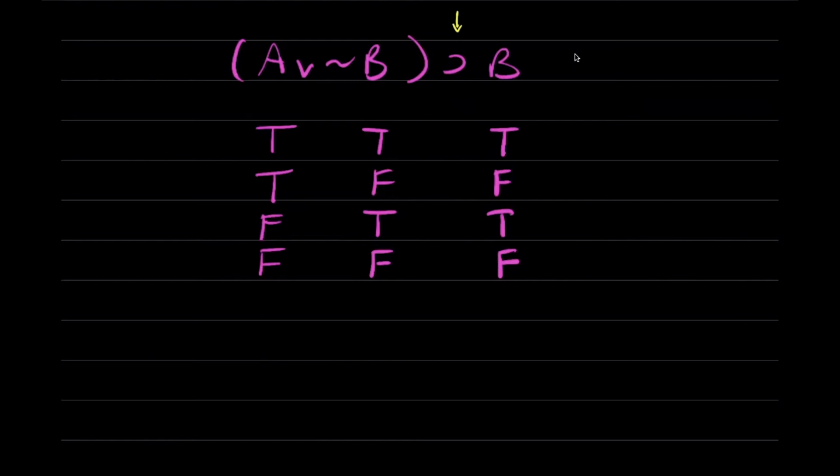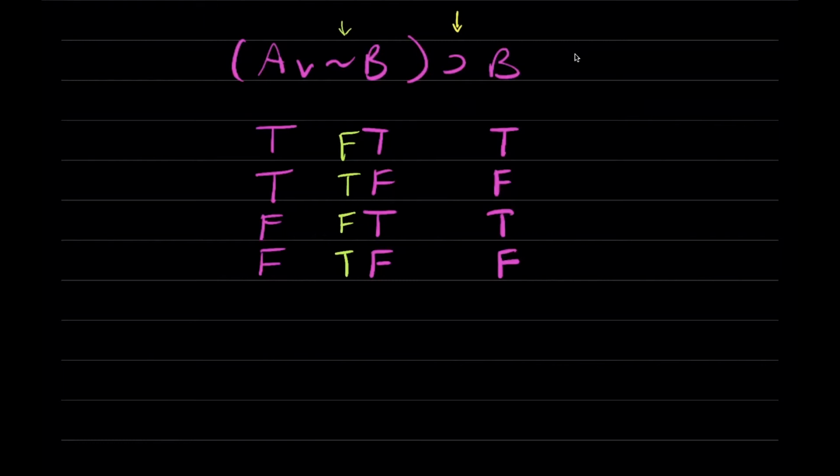I'm going to do each column in a different color here, just to make it easy to follow. The operator here with the smallest scope is actually this operator here. It's this negation right in front of B. And once you know the values of B, which we already have, the values of the negation will be easy to find, right? If B is true, not B is just false. And if B is false, not B is going to be true. Same thing here and same thing here. False, true, false, true.